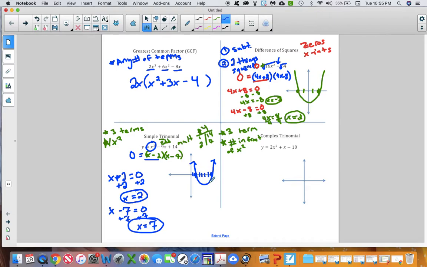Later on, we will incorporate the vertex and stuff in there too, just kind of putting it all together. But for the purpose of this, I am just concerned with those 2 pieces. So I don't really care how far down he goes. So there's simple trinomial. So there's those 2 methods. Now let's bump back up here.